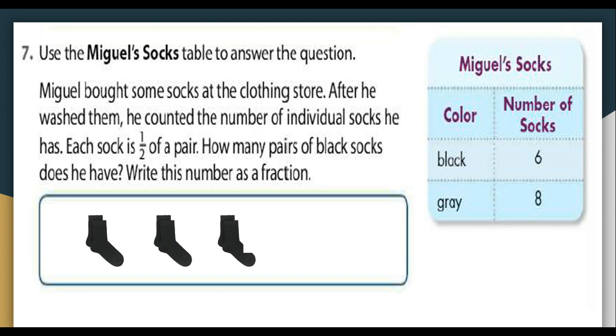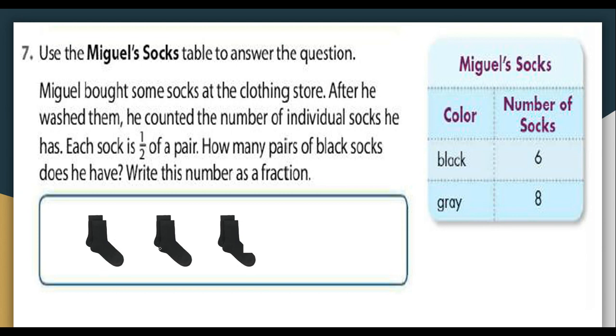Number 7, use the Miguel socks table to answer the question. Miguel bought some socks at the clothing store. After he washed them, he counted the number of individual socks he has. Each sock is 1/2 of a pair. How many pairs of black socks does he have? Write this number as a fraction. All right, so on our chart, we noticed that he has 6 black socks, excuse me. And he has 8 gray socks.